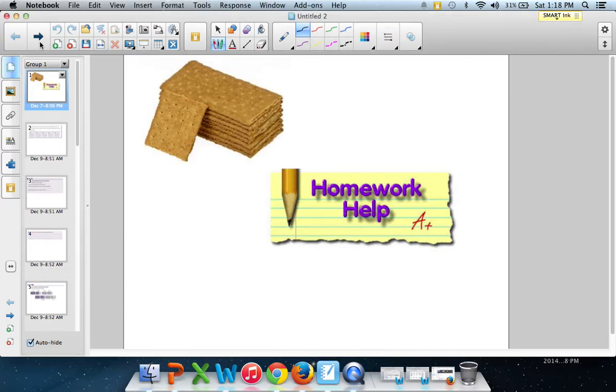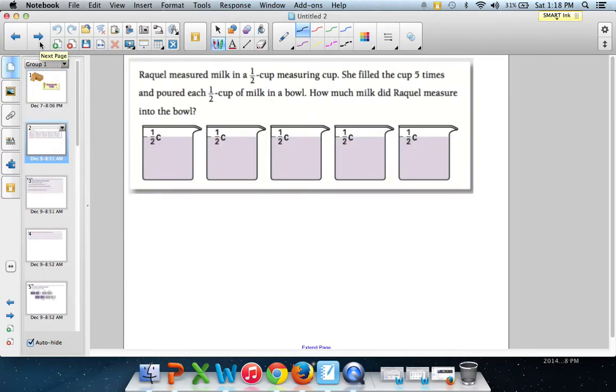Let's get started. If you're on the same page as me, and you should be, that'll take you to page 152. Page 152 in your math workbook, and you'll see this little problem right here. Raquel measured milk in a half-cup measuring cup. She filled the cup 5 times and poured each half cup of milk in a bowl. How much milk did Raquel measure into the bowl?